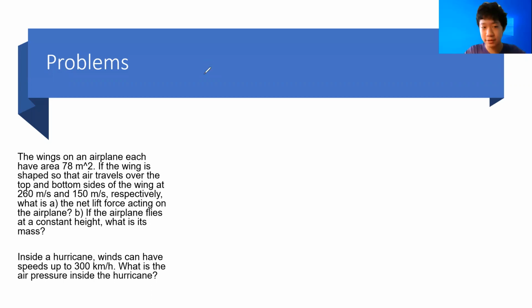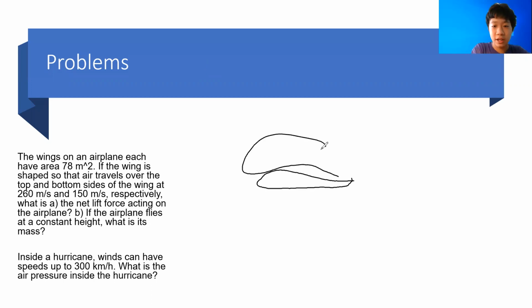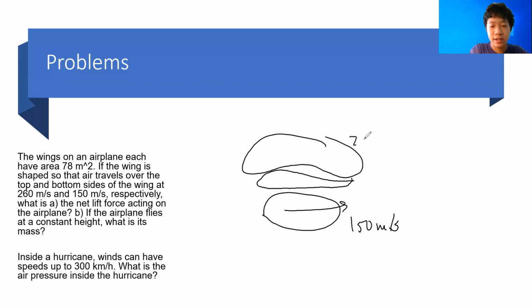This is much like the problem we just did. We're going to compare Bernoulli's equation between the top of the wing and the bottom of the wing. So we're going to look at Bernoulli's equation here, Bernoulli's equation here. So we've got 150 meters a second here and 260 here. Let's say this is v1 and v2. Okay. So we want to find P1, P2, find the net pressure on the wing, and then we can use that to find the net force on the wing.